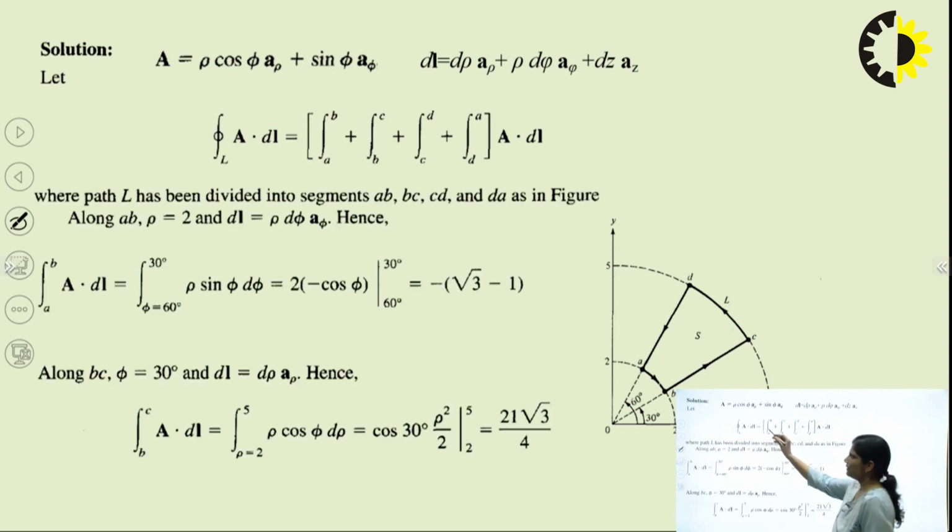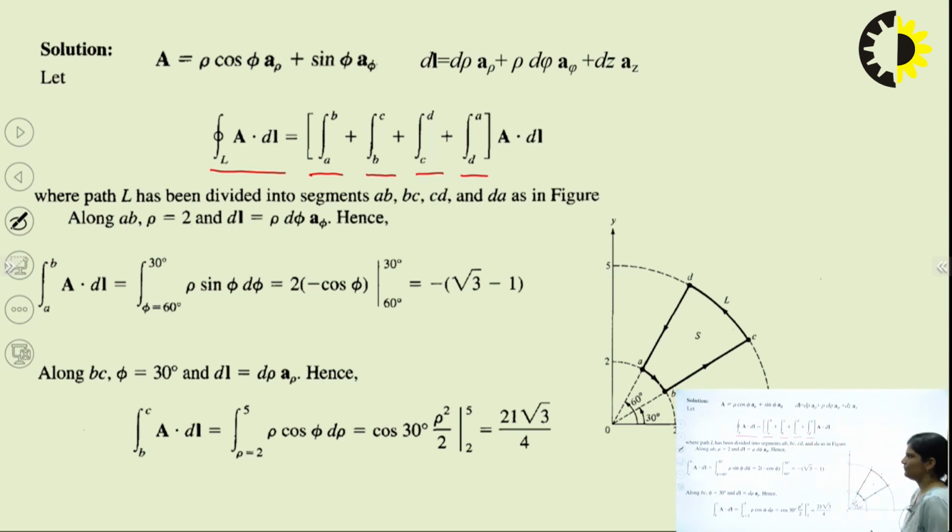Now here this is given to you, and dl you should know, this is your cylinder. So dl for cylindrical coordinate is equal to d rho unit vector of rho plus rho d phi unit vector of phi plus dz unit vector of z. So you should know dl, then only you can find out ds. So here you have to find out closed line integral of A dot dl, that is A to B, B to C, C to D, D to A dot dl, right?